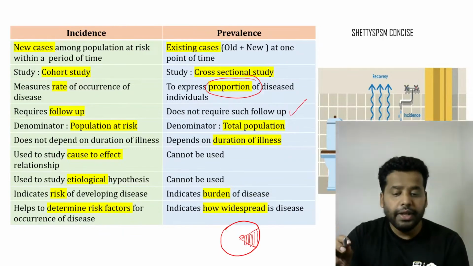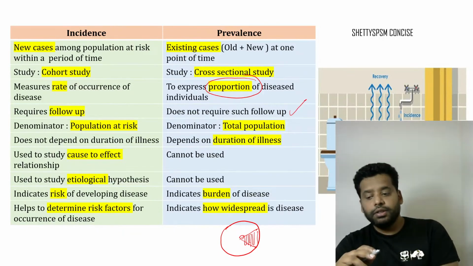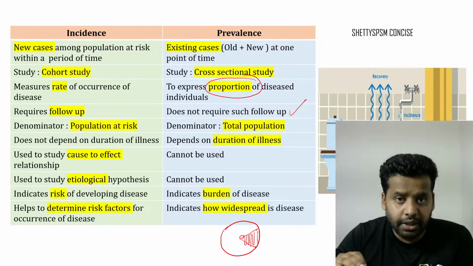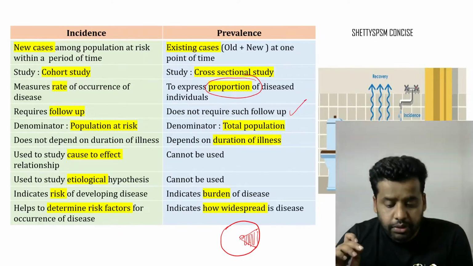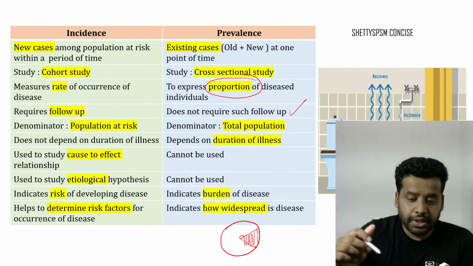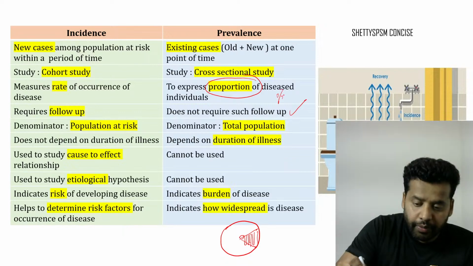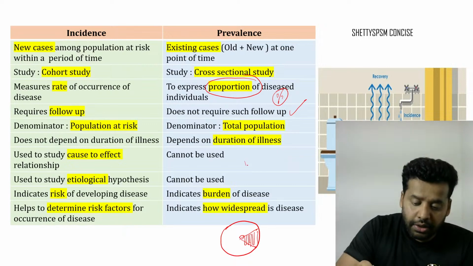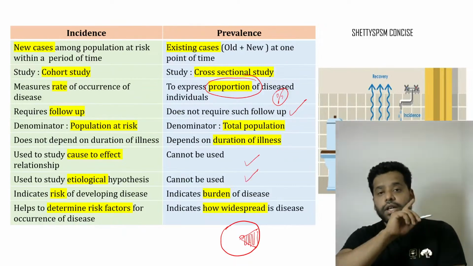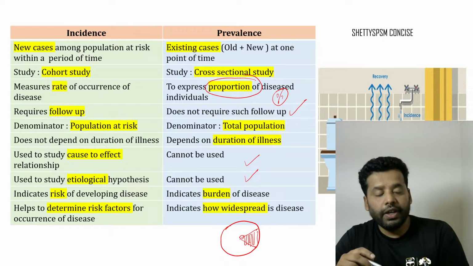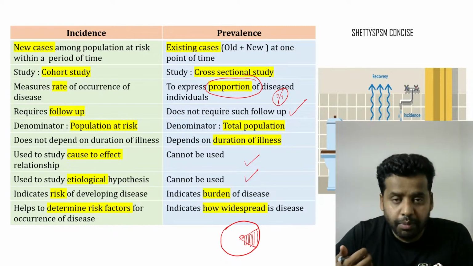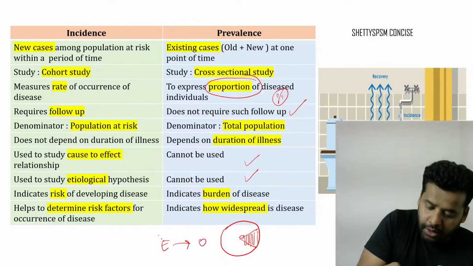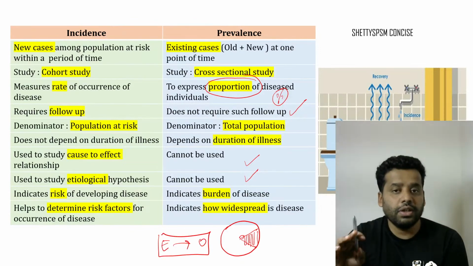What is the main thing which is missing in cross-section? As the word cross-section indicates, it is done at one point of time. So since it is proportion, the percentage of diseased individuals, there is no follow-up. You cannot prove etiology. There is no temporal association. There is no temporality. That is why you cannot prove etiological hypothesis. What is temporality? Exposure to outcome. That is not proved using cross-sectional study.